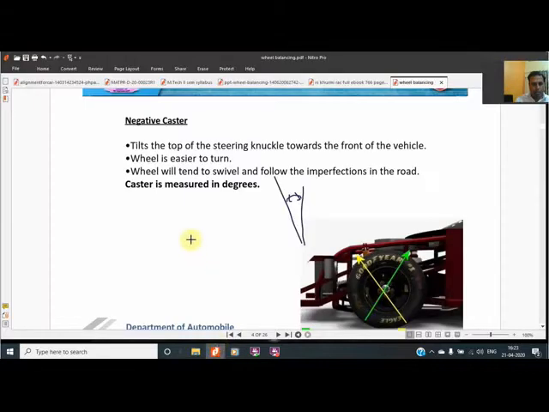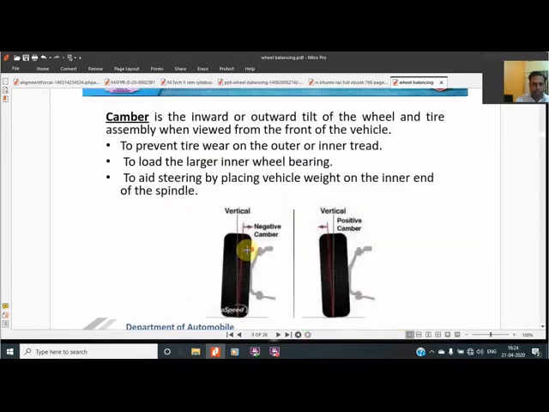Now what happens is the tilt angle of the steering knuckle towards the front, which is written over here. The wheel is easy to turn, because in certain bikes and bicycles also we see this type of angle. The wheel will tend to swivel from the imperfections of the road, and caster is measured in degrees. That is what the caster angle is.